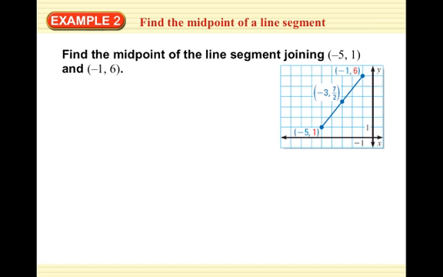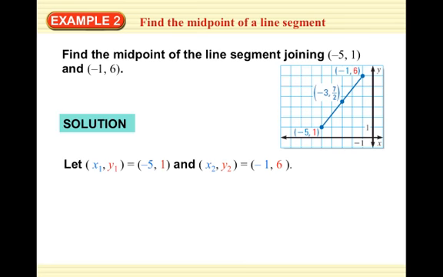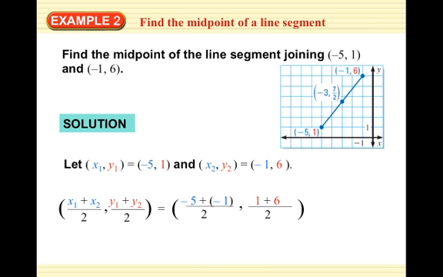All right. So we're going to find the midpoint of the line segment joining (-5, 1) and (-1, 6). Okay, so we're going to let (x1, y1) be (-5, 1), and (x2, y2) is going to be (-1, 6). We're going to use our little formula there where we do the sum of the x's over 2, sum of the y's over 2. And so we get (-5 plus -1) over 2, and then (1 plus 6) over 2. -5 plus -1 is -6 over 2, gives us -3. 1 plus 6 is 7 over 2, and that gives us 7/2. With fractions, we reduce them, but you can leave them as improper fractions.